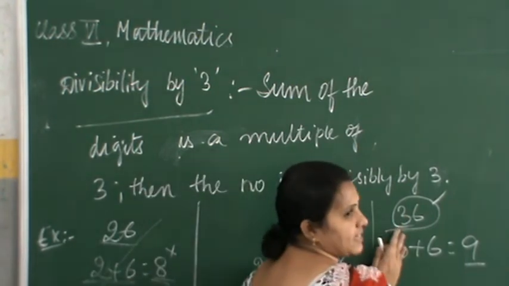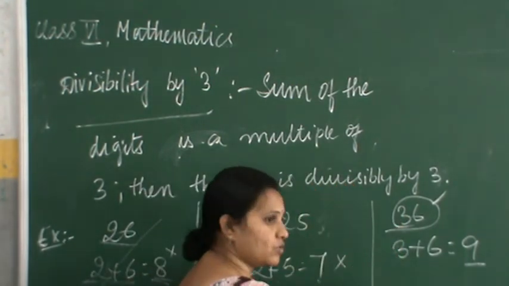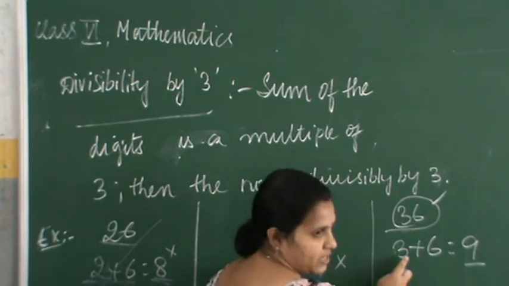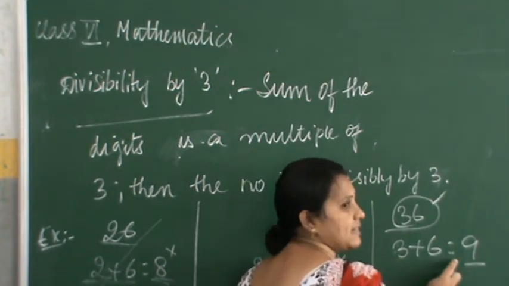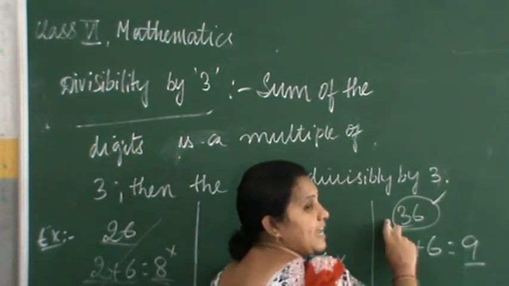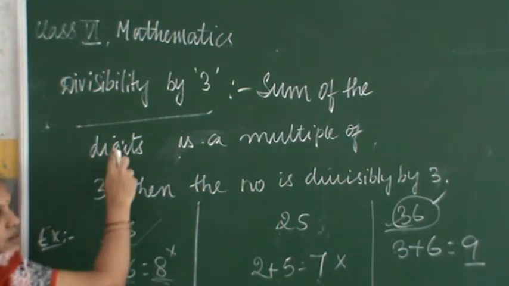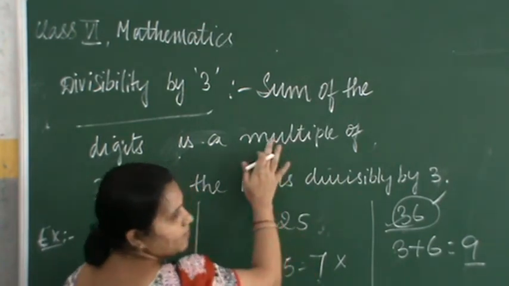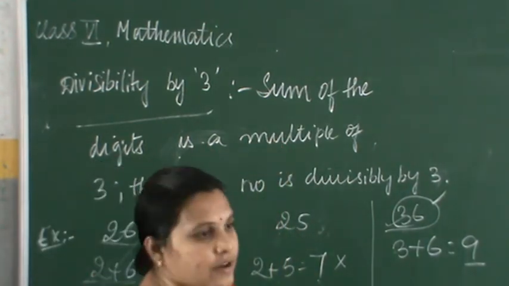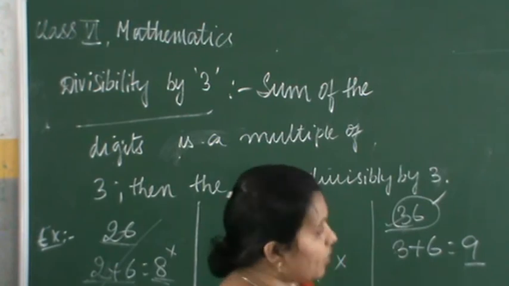So this number is also not divisible. Now coming to 36. Initially you have to find the sum of the digits. 3 plus 6 is 9. Yes, 9 is a multiple of 3. So definitely 36 will be divisible by 3. Understood children? For every number you have one rule.